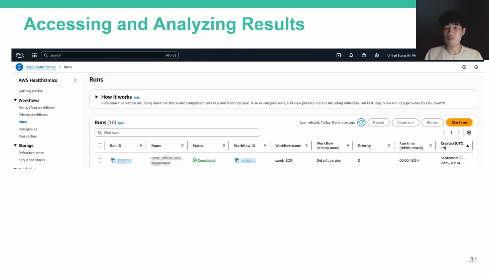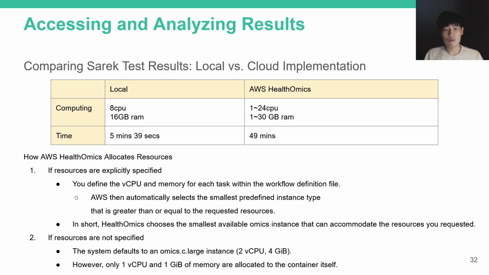Once the run is completed, you can see the status has changed to completed on this page. And here is the review of the results. Once again, I ran the task profile from my local computer and recreated the environment in AWS with the HealthOmics service. For computing specs, AWS HealthOmics was definitely better. It supports from 1 to 24 CPU cores and 1 to 30 gigabytes of RAM.